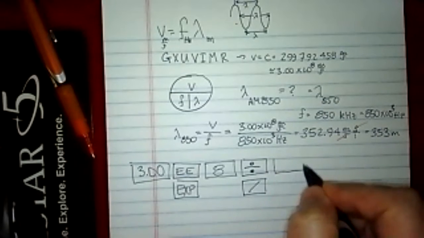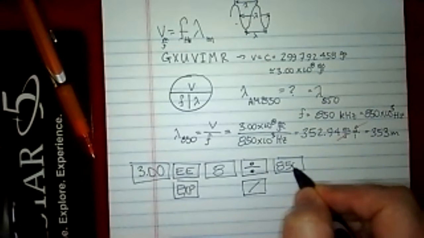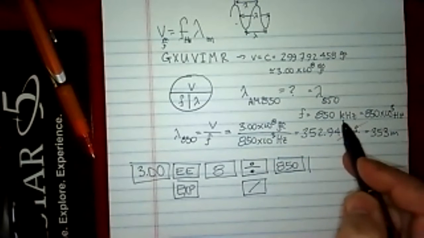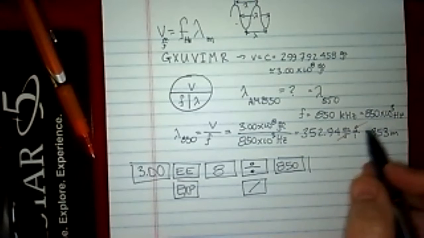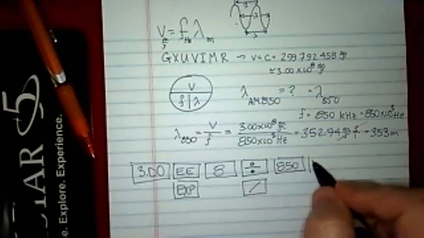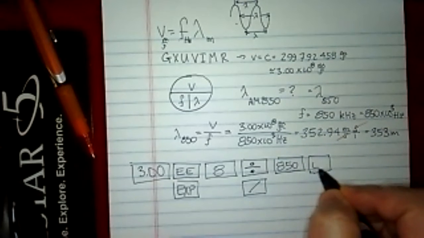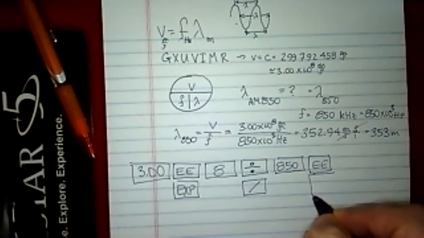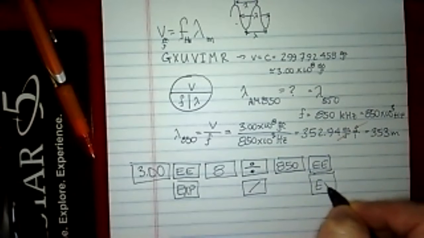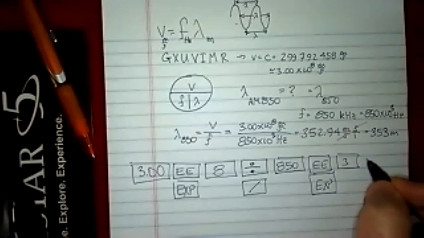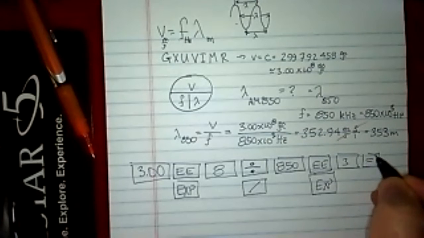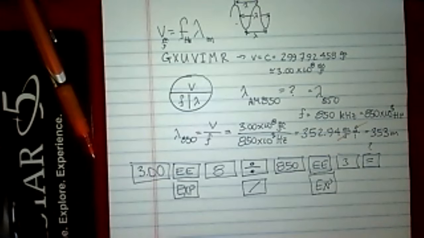Now we type in 850, and again, kilohertz is 1,000 hertz, so I have to multiply it by 1 followed by 3 zeros, which is the same thing as times 10 to the 3. So I'm going to again use either my EE button or my EXP button, whichever one your calculator has, and then 3, and then most calculators will require you to hit equals, but some will not, so I'll just put a little question mark over that. So that's how we go about calculating the wavelength using a calculator.